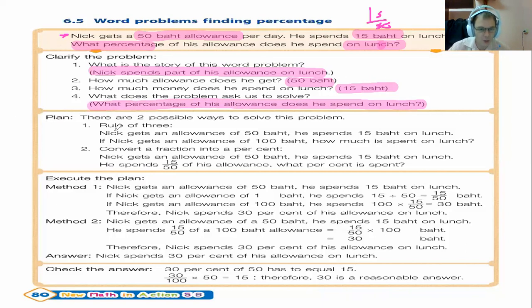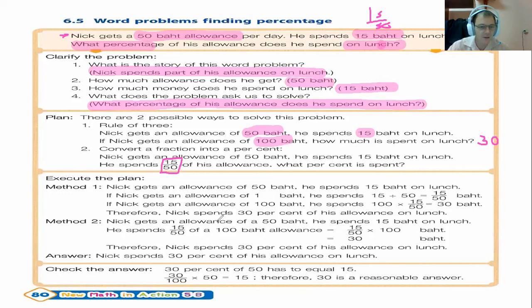So there are 2 possible ways to solve the problem. Nick gets an allowance of 50 and he spends 15. If Nick gets an allowance of 100 baht, how much would he spend? That would be 30. Or we can convert a fraction into a percent. Nick gets an allowance of 50 and he spends 15.